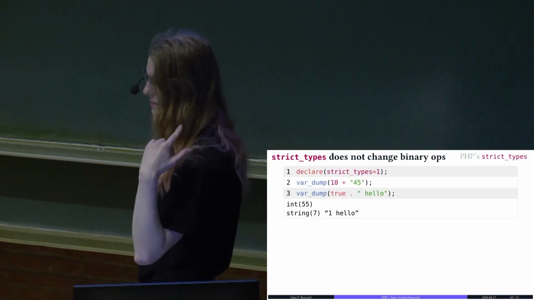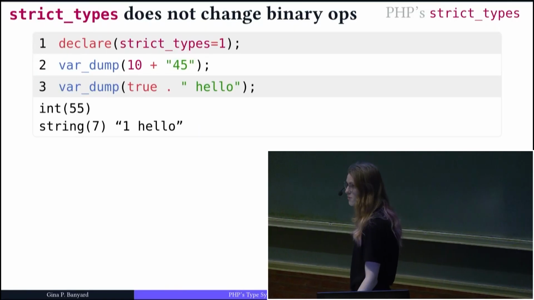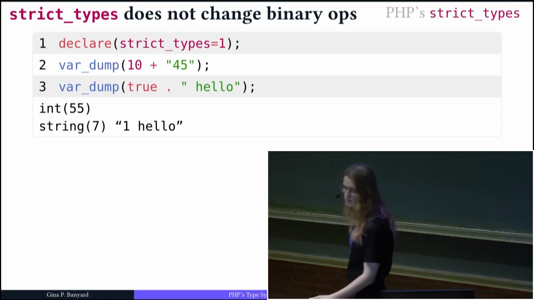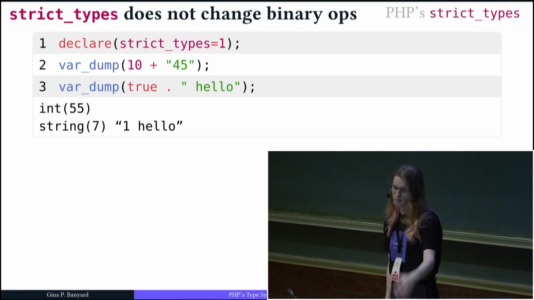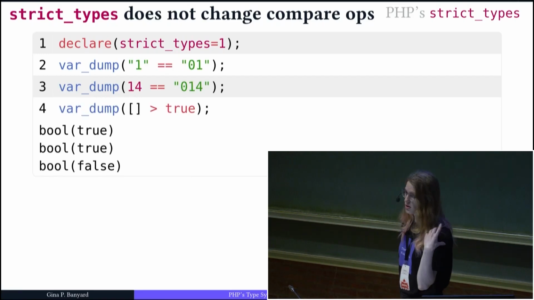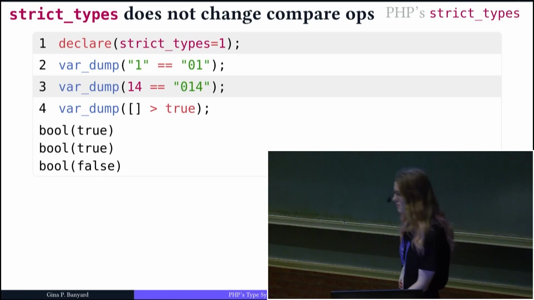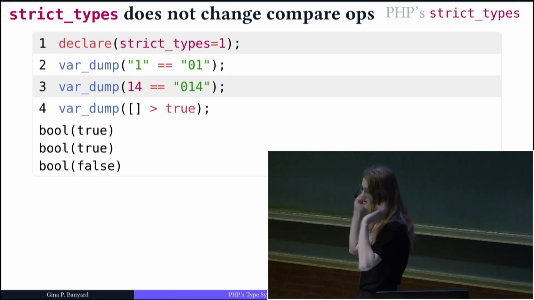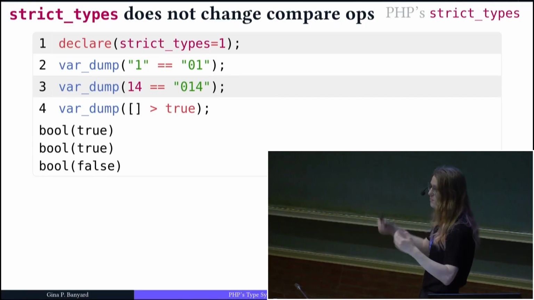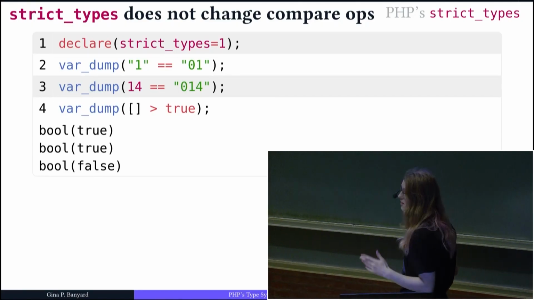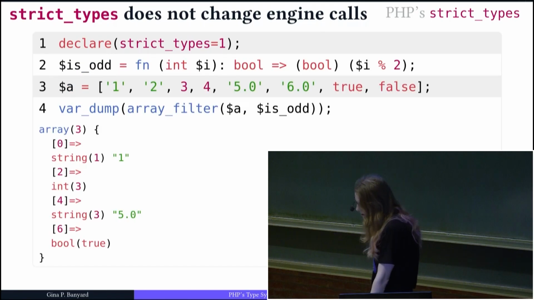So it does not change how binary operations work. Arithmetic operations will still cast stuff to integers, and concatenation will still cast stuff to string. It does not affect the comparison operators. So the weird thing where you have 1 is equal to 0, 0, 1, and stuff, this still works without any issues. And you can have comparisons between arrays and truths and things which don't really make much sense. That still works.